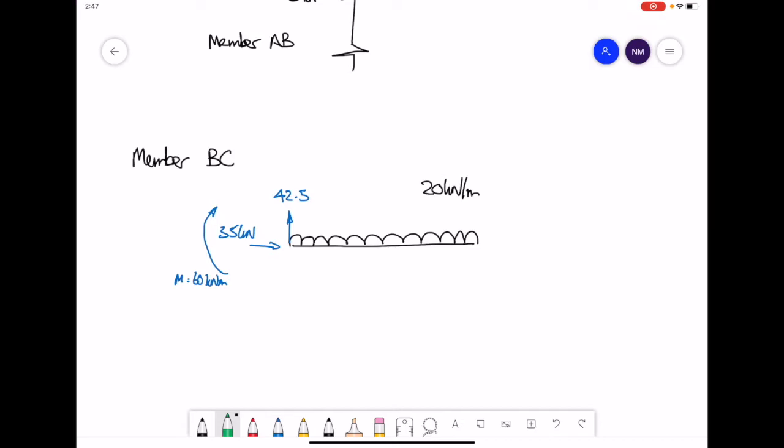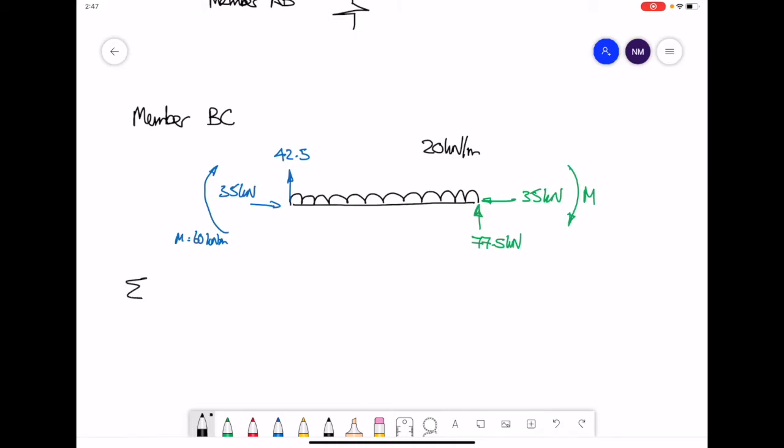So doing a quick calculation, looking at the equilibrium of forces, 35 kilonewtons going to the right, therefore we must have, to balance that, 35 kilonewtons going to the left. Looking at the vertical forces, 42.5 going up, 120 kilonewtons going down, 20 times 6. To balance that, we need a vertical force on the end of 77.5 kilonewtons. Moments, we'll apply a moment at the end. We'll have to do a calculation to work out what that value actually is.